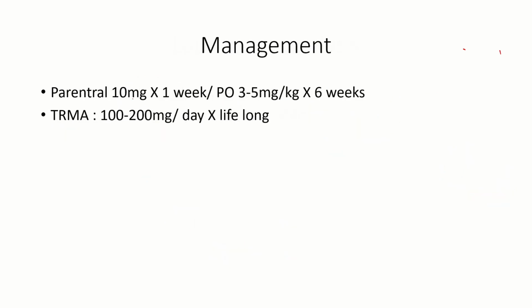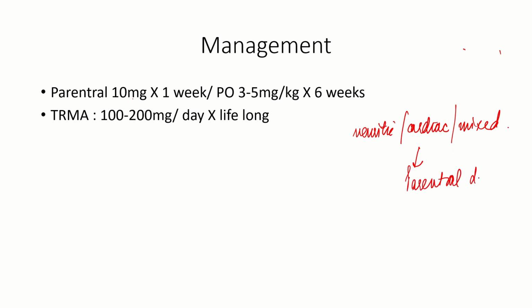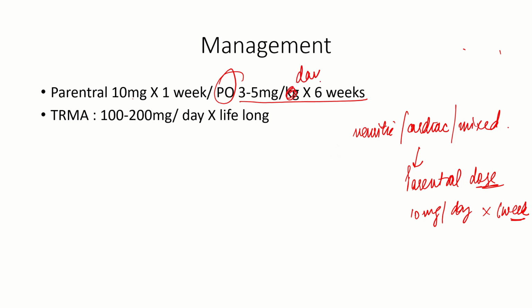Now, how to treat this deficiency state? Whenever we have a neuritic form, a cardiac form, or a mixed picture, we need to start with a parenteral dose, which is 10 mg per day for 1 week, followed by a per oral dose of 3 to 5 mg per day. It is 3 to 5 mg per day for 6 weeks.